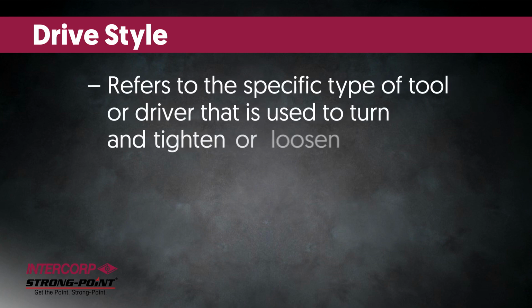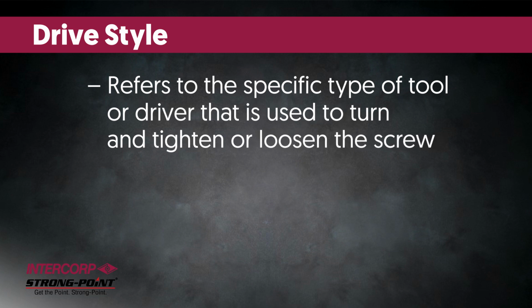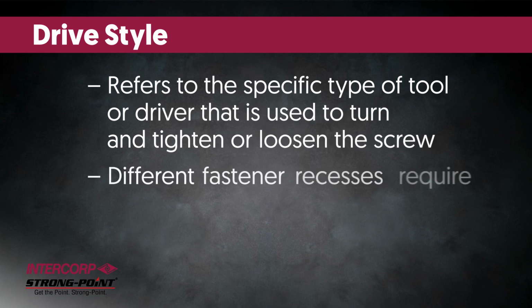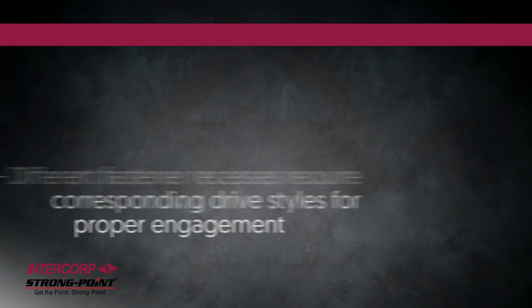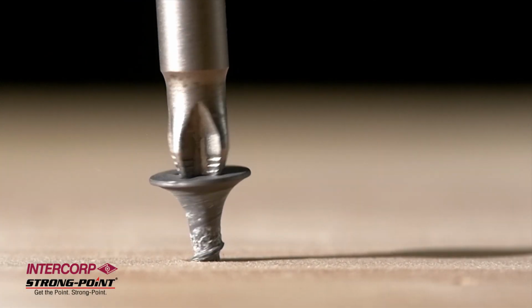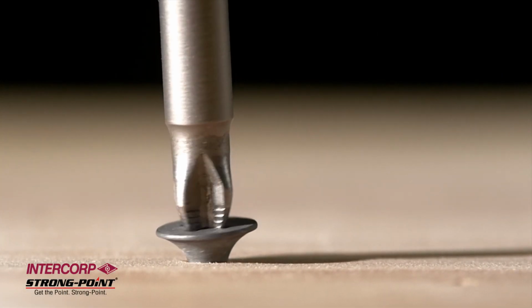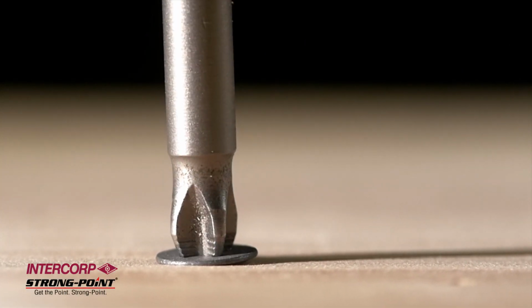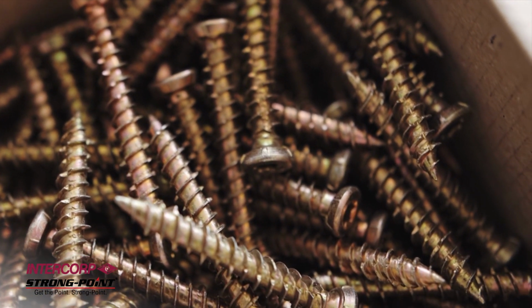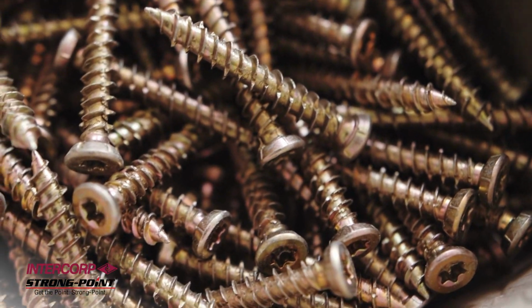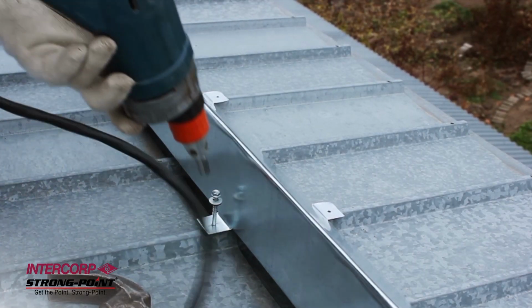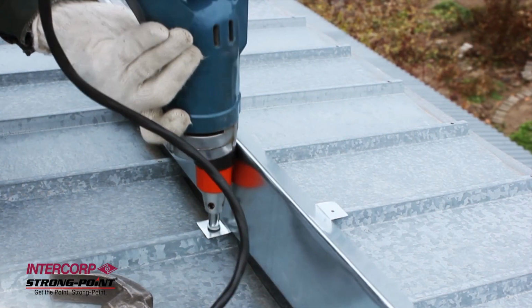Drive style. Going hand in hand with the type of fastener recess is the drive style, which refers to the specific type of tool or driver that is used to turn and tighten or loosen the screw. Different fastener recesses require corresponding drive styles for proper engagement. For instance, the Phillips recess corresponds to the Phillips drive style, which uses a cross-shaped screwdriver. The star recess corresponds to the star drive style, which uses a star-shaped driver.